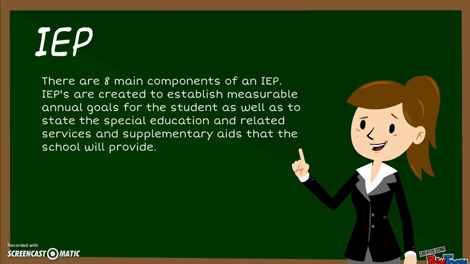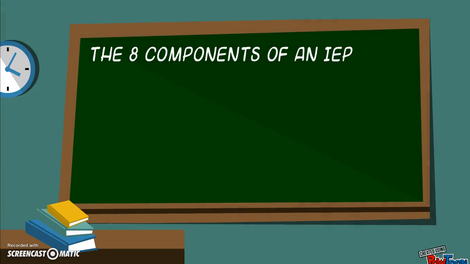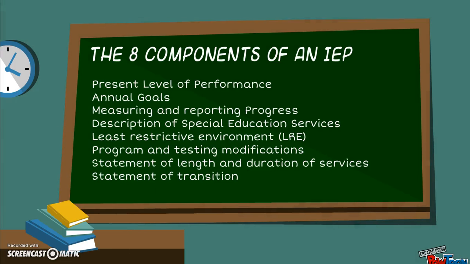IEPs. There are 8 main components of an IEP. IEPs are created to establish measurable annual goals for the student, as well as to state the special education and related services and supplementary aids that the school will provide. Here are the 8 components of an IEP.